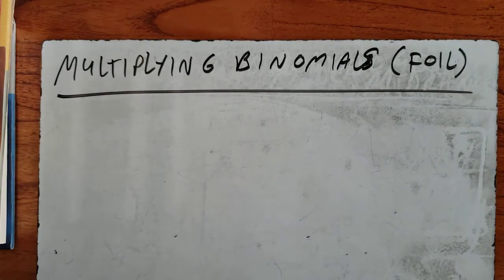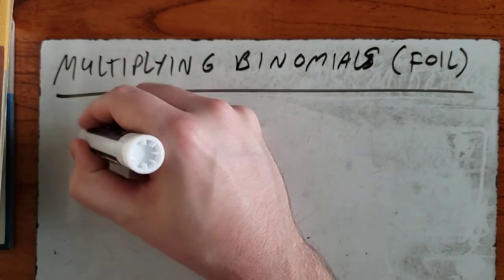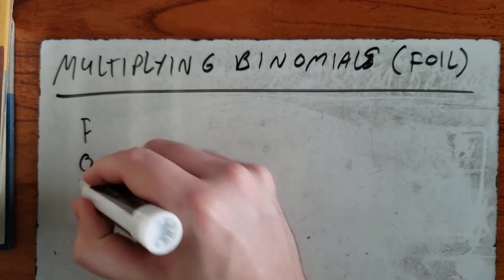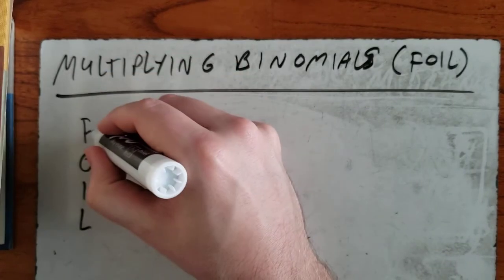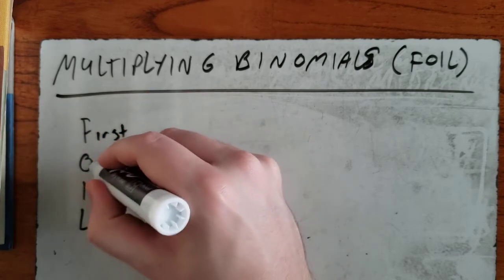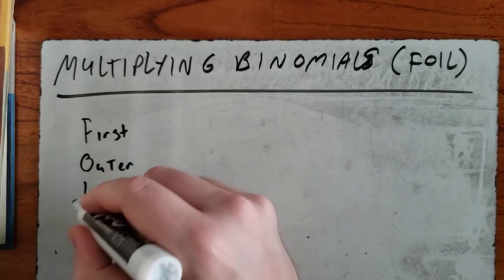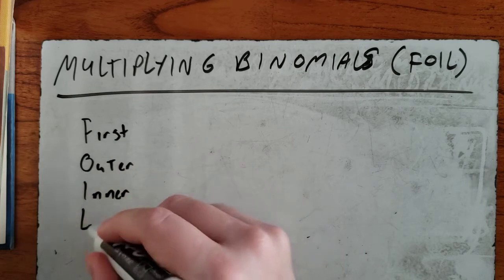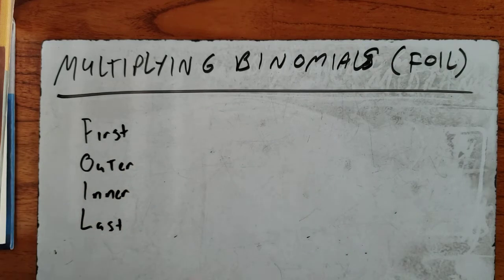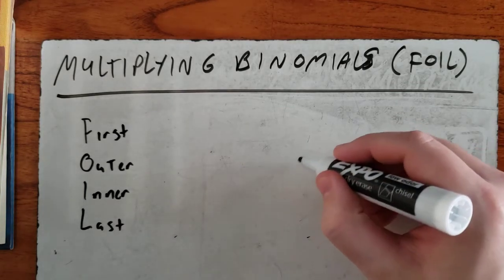Okay, so FOIL. So first off, to understand what FOIL means, we have first, outer, inner, and last. Okay, so that's what each letter means for FOIL: first, outer, inner, last. Okay, and that's the order in which you multiply the numbers by each other. Okay, so I'm going to show you how to do this in a simple way, or hopefully a simple way.